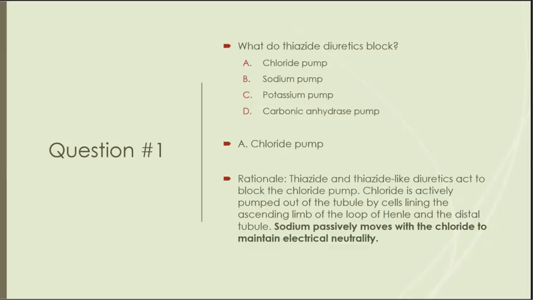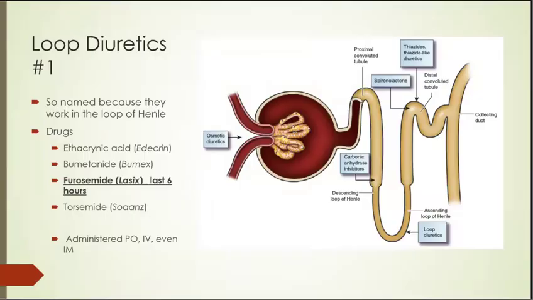Chloride is actively pumped out of the tubule by the cells lining the ascending limb of the loop of Henle and the distal tubule. So sodium passively moves with the chloride to maintain electrical neutrality. Loop diuretics, as you know, the name comes from the loop of Henle. So it actually works here, where more fluid is, where sodium is supposed to be reabsorbed, and you're not going to get that. So it blocks the chloride pump as well in the ascending loop of Henle.